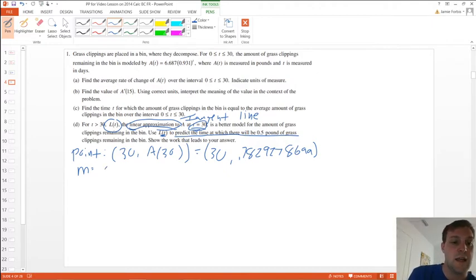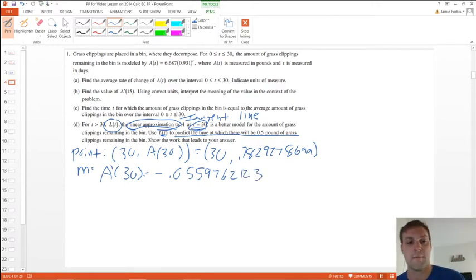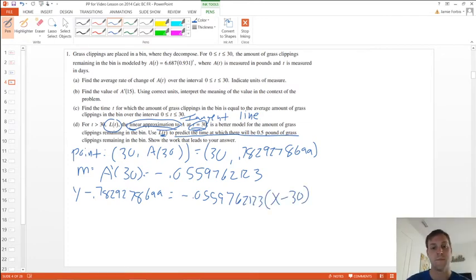And for my slope, I did A prime of 30, again in a calculator, just like I did in part B, and I got negative 0.0559762123. So I got all the values I need to make a tangent line. Tangent line is y minus 0.7829278699 is equal to my slope, negative 0.0559762123, times x minus 30. So there's the tangent line at t equals 30.